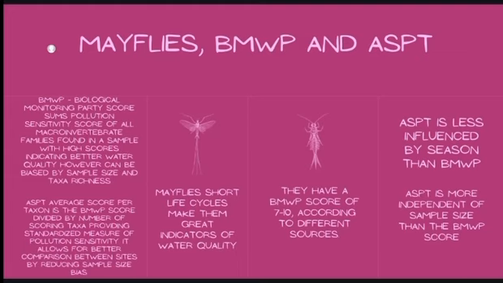Mayflies' short life cycles make them great indicators of water quality. They have a BMWP score of 7 to 10, according to different sources.